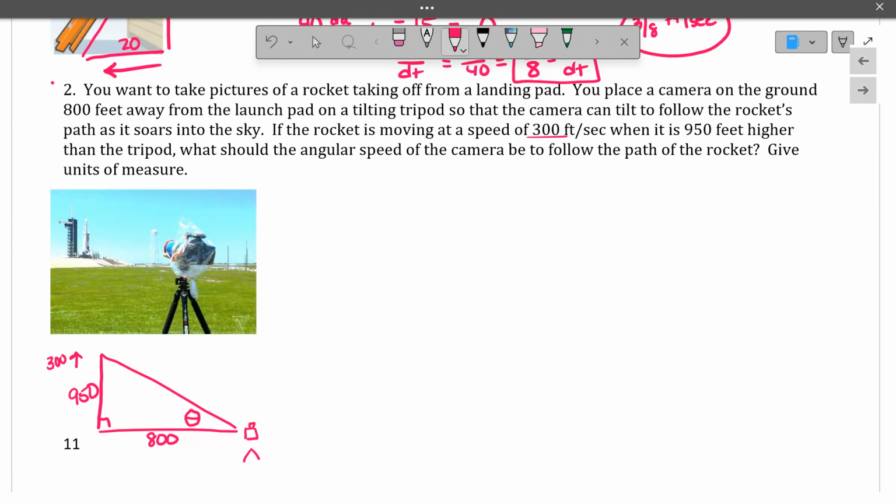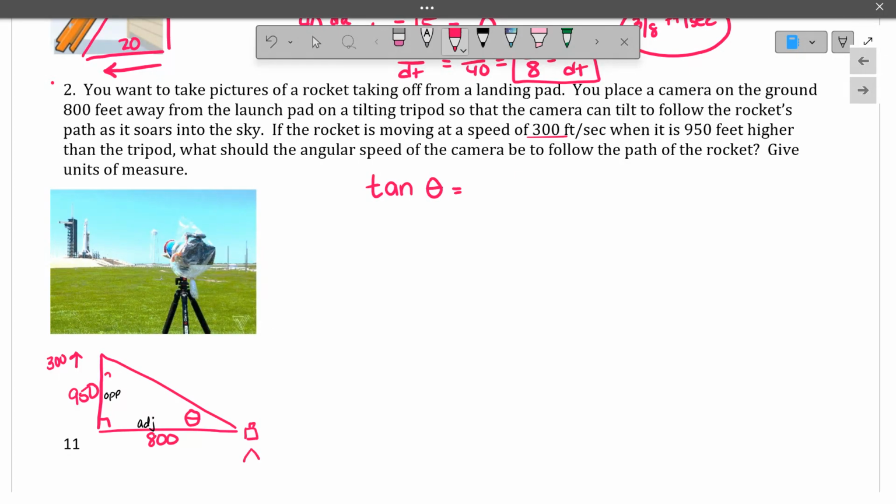Well, I have an angle in a right triangle this time, so I'm not going to use the Pythagorean theorem. I'm going to use right triangle trig. I'm going to use SOHCAHTOA. And if I think about the position of this angle, this is the opposite side. This is the adjacent side. So I am going to use tangent.